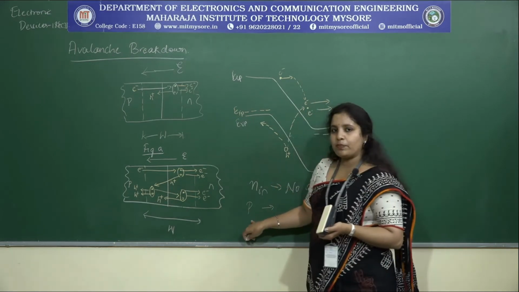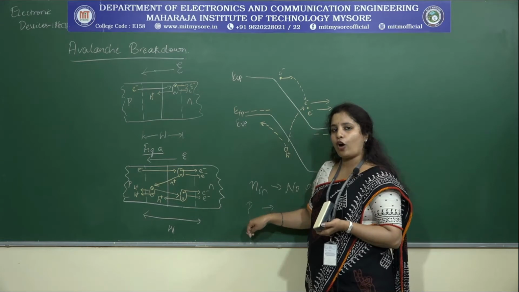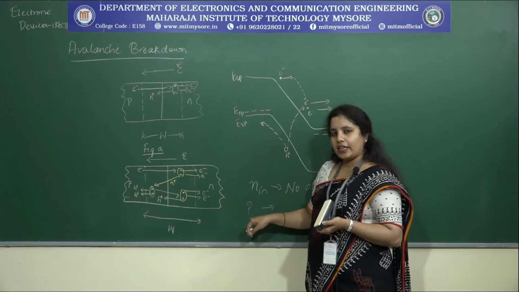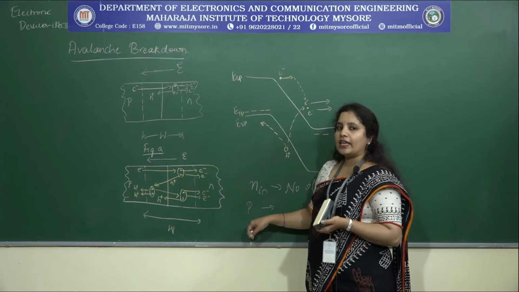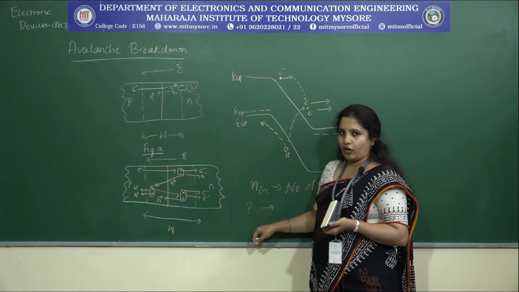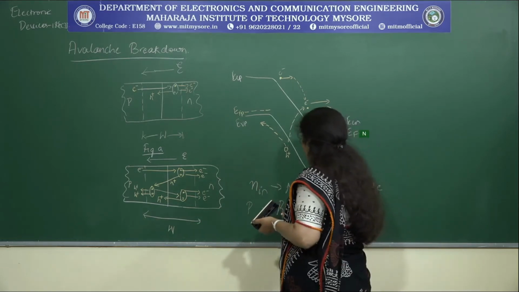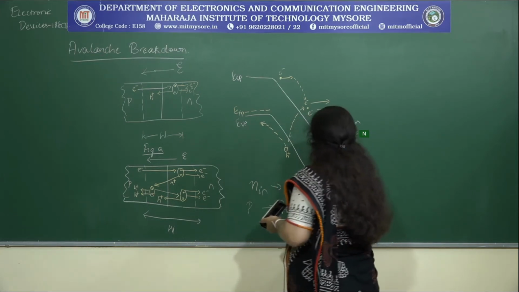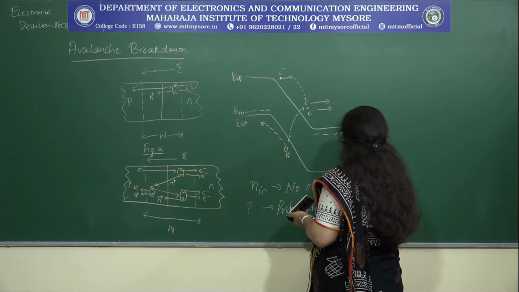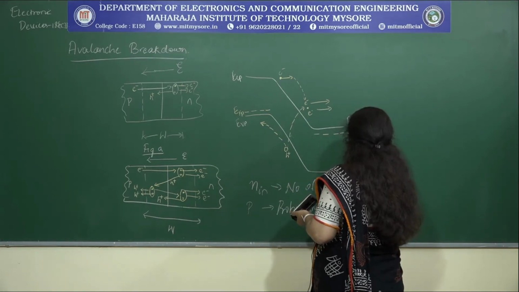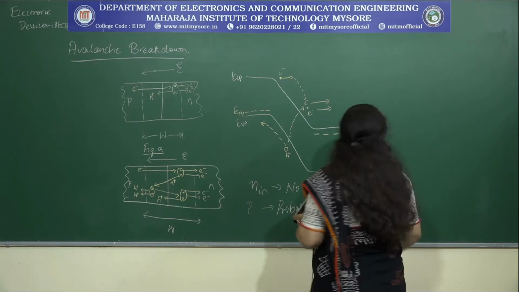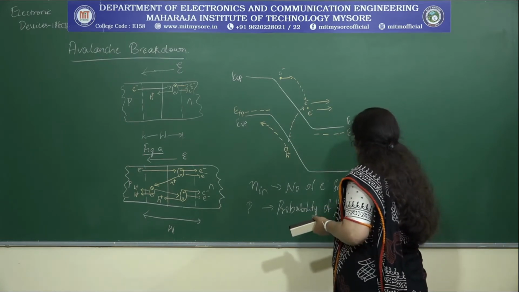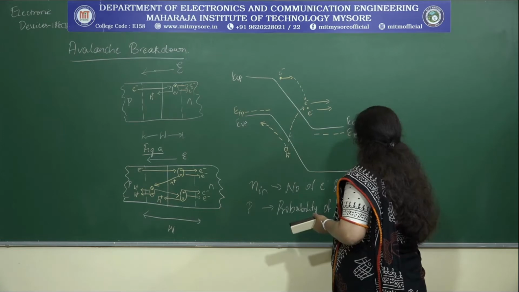Now, what does this P indicate? It is the probability of the collision that takes place in case of the avalanche breakdown. So, what does P indicate? It is the probability of having an ionizing collision.